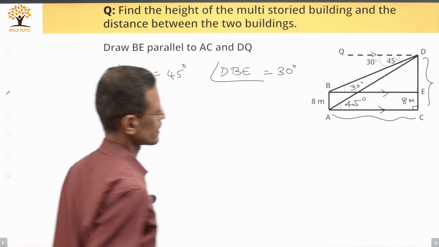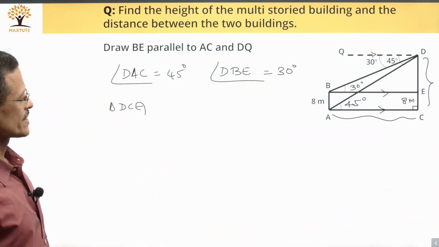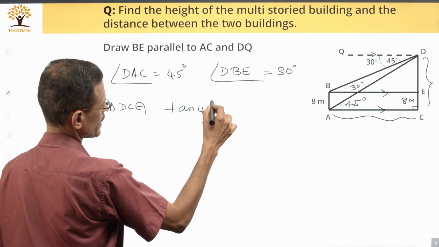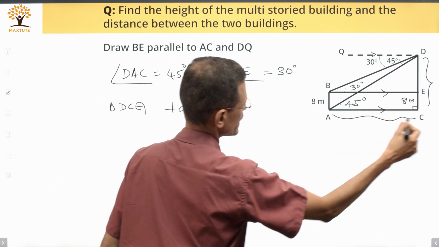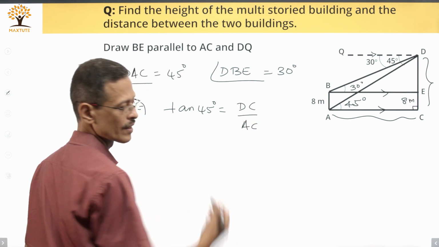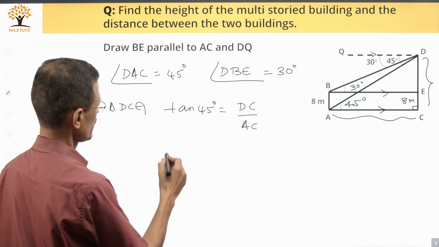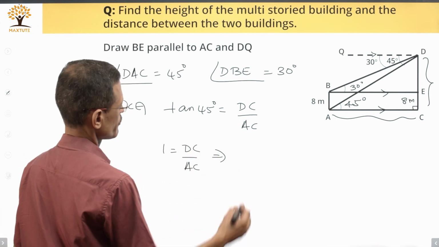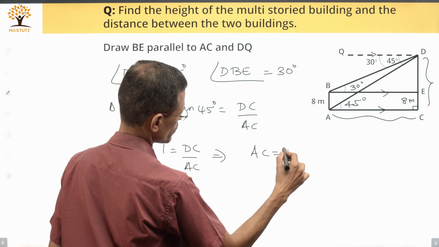which is right angled at C, right? This is where it is right angle. In right triangle DCA, let us look at what tan 45 will be. Tan 45 degrees is equal to opposite side divided by adjacent side, which is DC divided by AC. Tan 45 is equal to 1. So, 1 is equal to DC divided by AC, translating to the fact that AC is equal to DC.